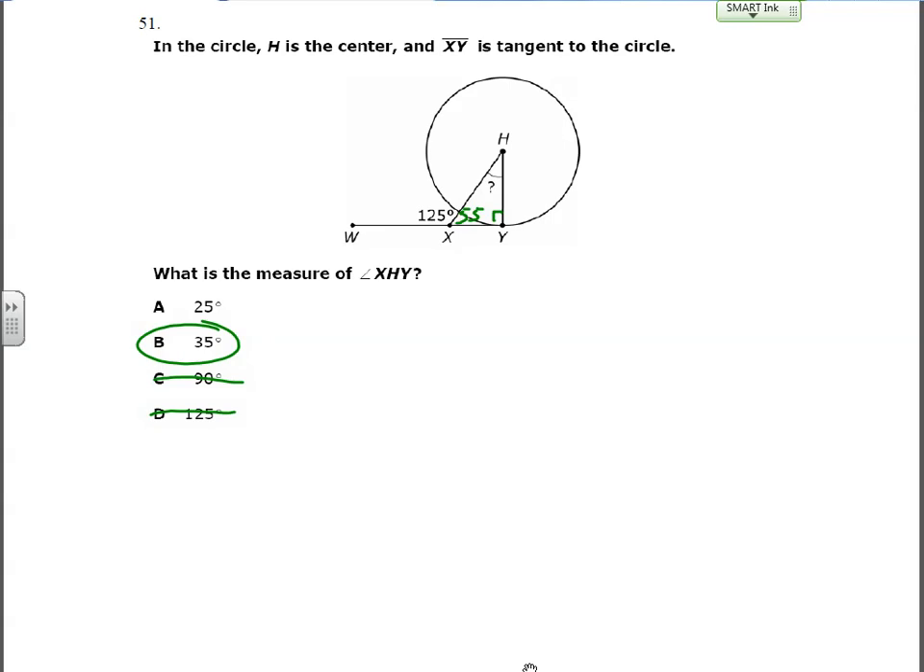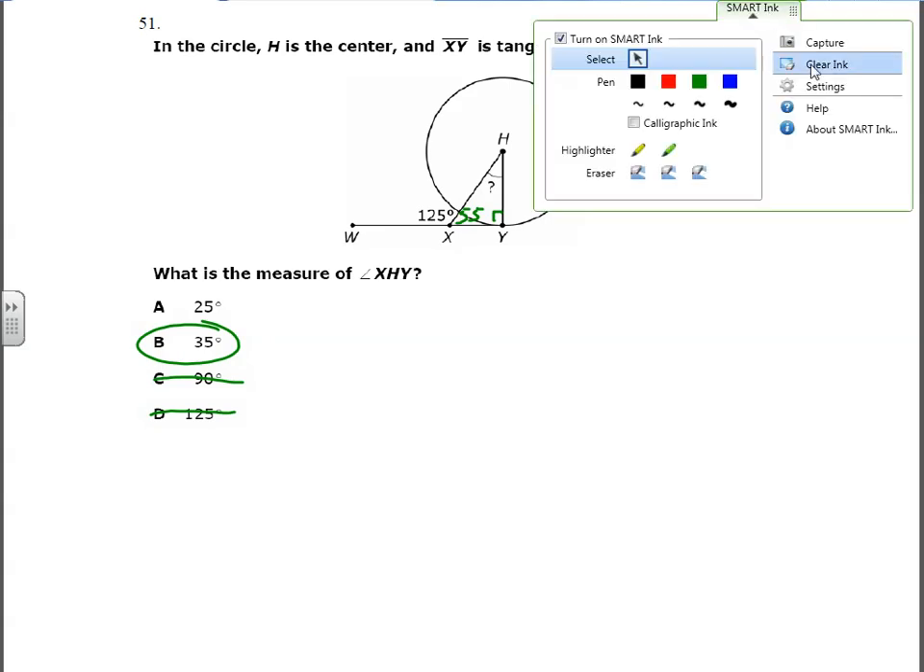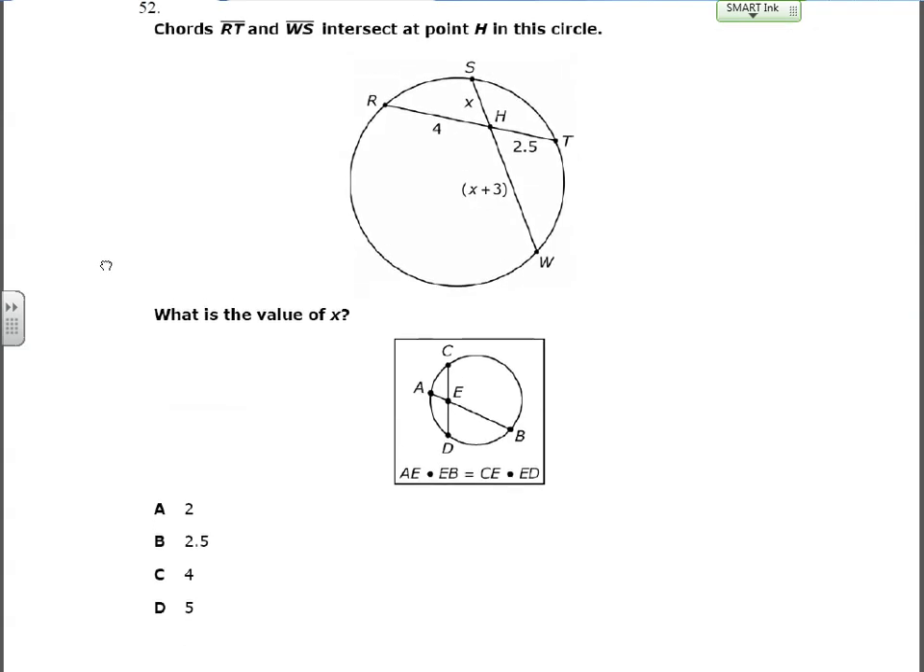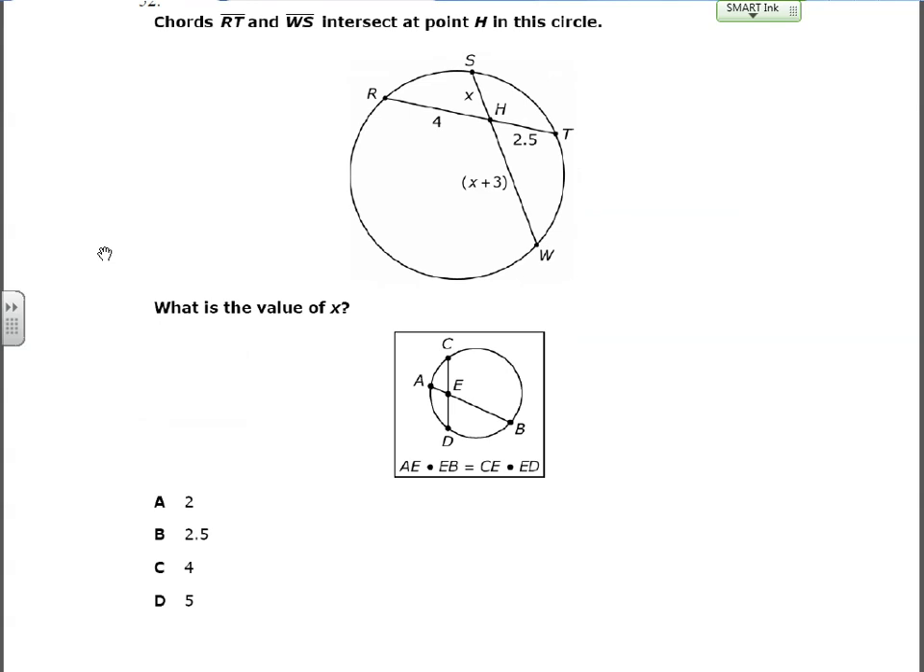And then 51, 52, similar things. We can go over all the circle questions in detail, but like I said, you're not going to memorize these for tomorrow anyway. So taking a look at what we have here, chords RT and WS intersect at point H in the circle. Look at the length of what you're trying to find, HS there. Can we safely eliminate 5? Can we safely eliminate 4? So we're left with 2 or 2.5.